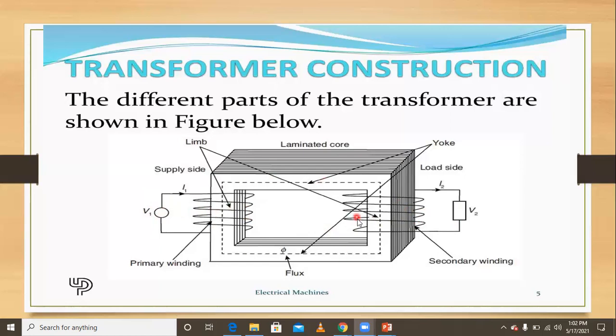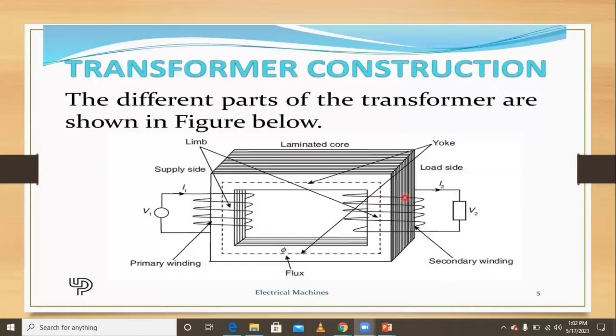It is also a static device, not having any rotating parts. Primary and secondary are named based upon source and load. If the source V1 is connected to this side, it is called the primary winding. The load side is called the secondary side, the secondary winding. The source side is primary, the load side is secondary winding.